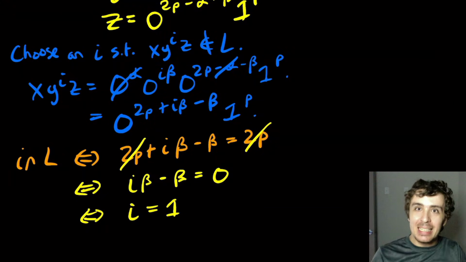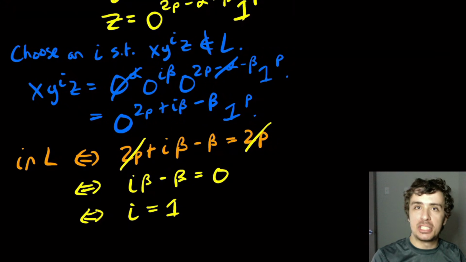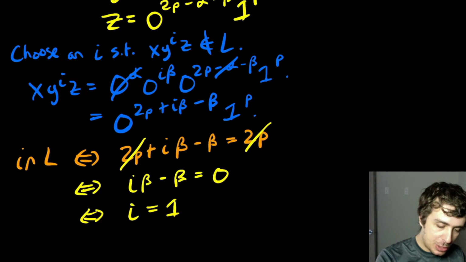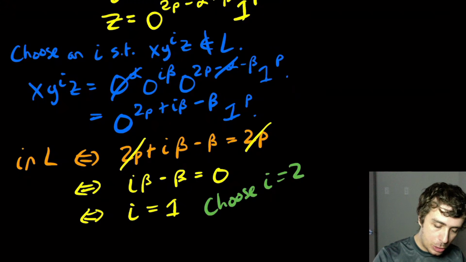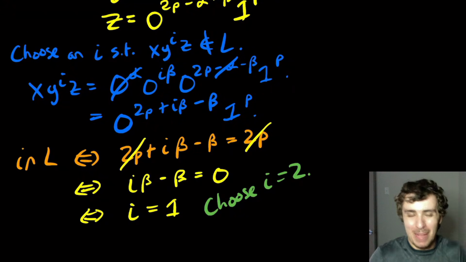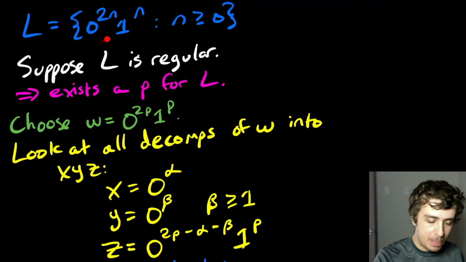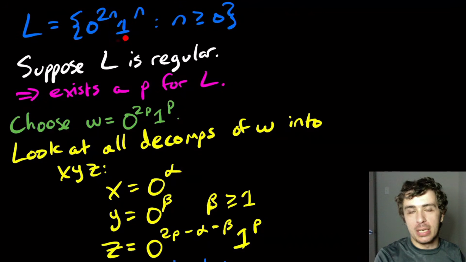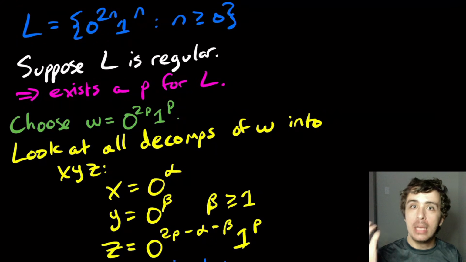So this is kind of like the 0^n 1^n proof, but the condition to be in L is slightly different. So let's choose i equal to 2. And that'll be enough, because we're going to be adding some zeros in the beginning and not changing the number of ones, so the relationship of it being exactly twice as many is not going to hold anymore. Cool. So 0^(2n) 1^n is not a regular language.